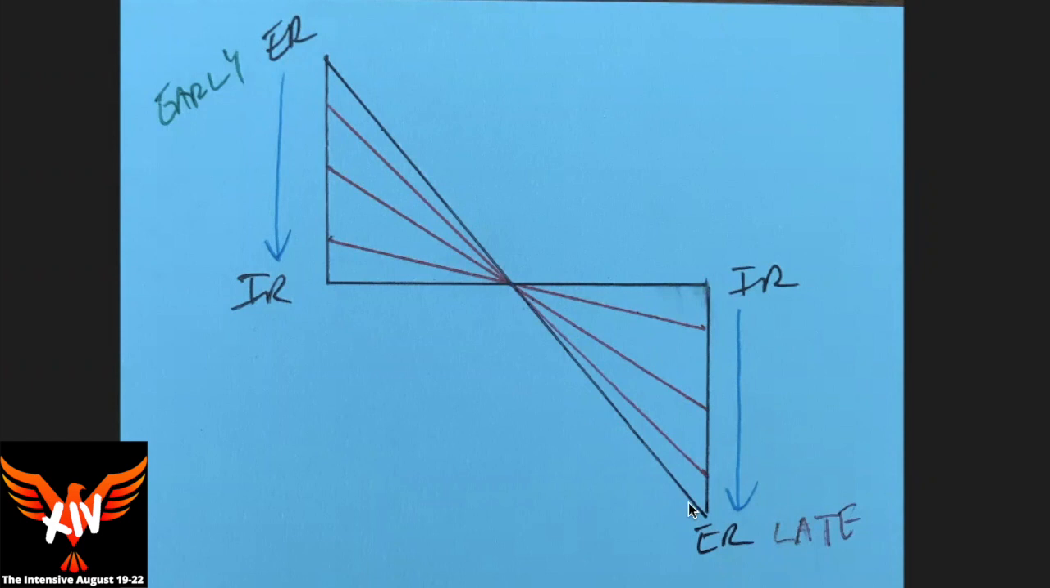So this is going through time. This is what it looks like going through time. If you started in your ER representation and then you get to the IR representation at the bottom, okay? You see it? Okay.